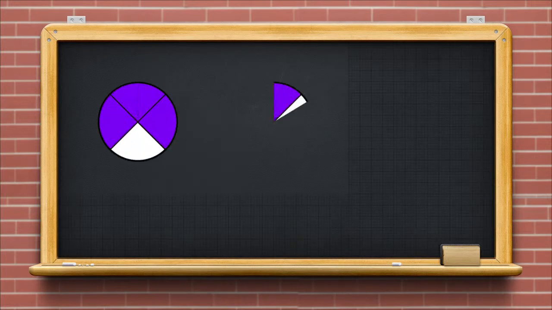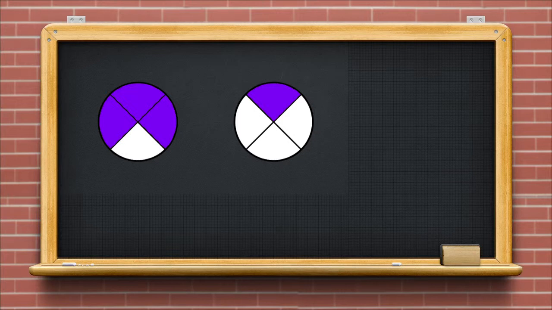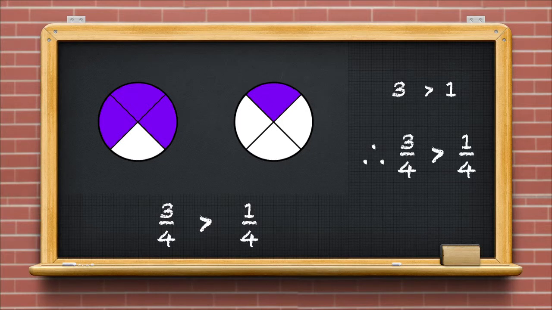Let us now use a circle to begin teaching students comparison of fractions. By comparing the shaded portion of each circle, students will notice that 3 upon 4 is greater than 1 upon 4. Also draw the students' attention to the denominator, which is the same number for both fractions. By comparing the numerators, they can see that 3 is greater than 1, hence 3 upon 4 is greater than 1 upon 4. You can also use fraction strips to demonstrate comparison of fractions.